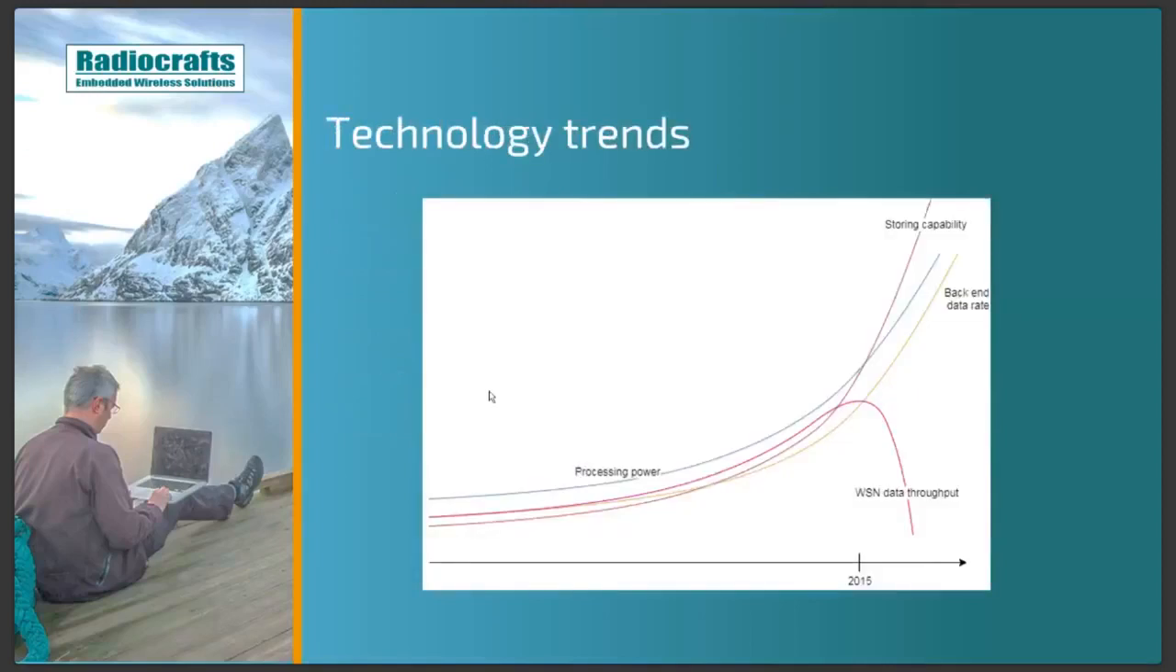Then that leads to a very strange curve here, which just basically shows how the technology trends are going, that everything we have has more and more processing power. We have more and more storing capability in our devices, in our backend systems, everywhere. And in the backend, the data rates in the Ethernets and the fiber networks are going up all the time. And the wireless sensor network data throughput has also gone up for many years until it suddenly has dropped down.